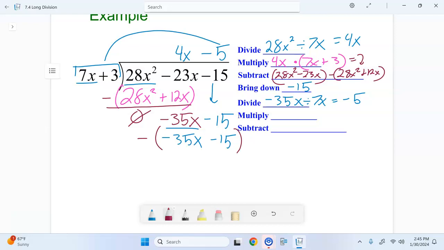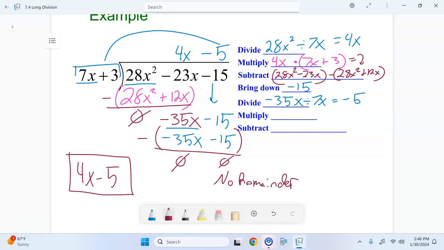That equals 0. Negative 15 minus negative 15 also equals 0. So what's my remainder? What do I have left over? Nothing. So there's no remainder. The next one we do will have a remainder, but here it all canceled out. We have no remainder, so our answer is just the quotient. What's my quotient? 4x minus 5.